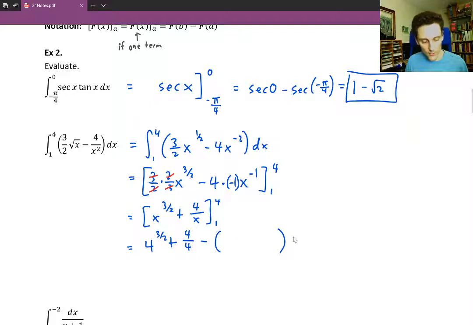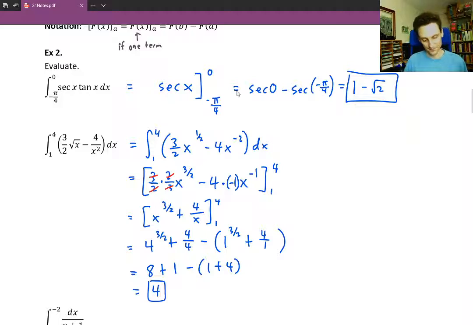So we have to open up some parentheses here because we have more than one term. Here we have 1 to the 3 halves plus 4 over 1. Now, 4 to the 3 halves, here we can take the square root of 4 to give you 2, and then cube it to give you 8, plus 1, and then minus 1 plus 4. So this will give you 9 minus 5, which is 4.